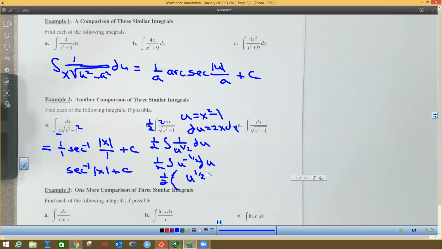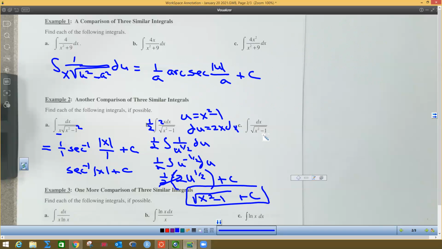And then that's over 1/2, which I've already told you flip that upside down, so that's a 2 out front plus some c. Now these 2's reduce. So I got u to the 1/2, so I'm going to stick x squared minus 1 back in for that. And you could write that back in a radical, or you could leave it (x squared minus 1) in parentheses to the 1/2 plus c, and that's going to be the answer there.